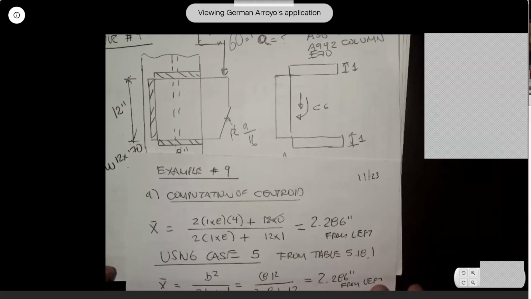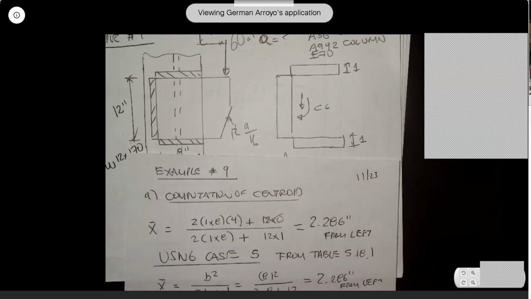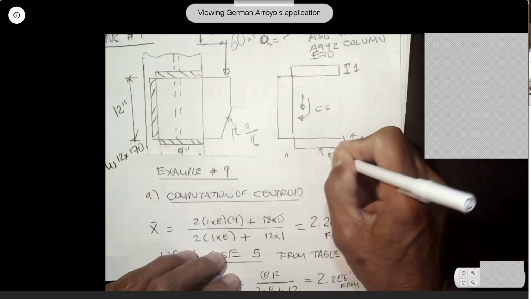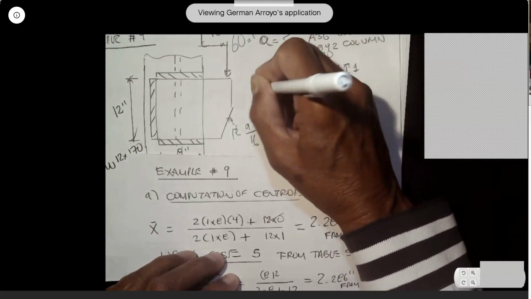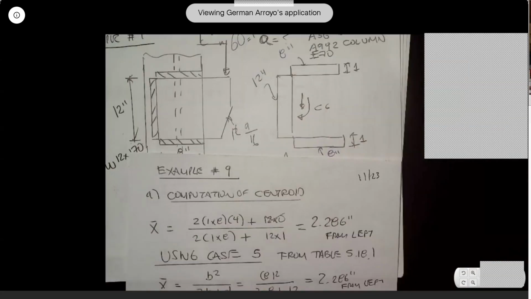On page 11, I'm going to compute the location of the centroid. This is 8 inches, this is 8 inches, and this is 12 inches. So I'm looking at these dimensions, the 8 inch, 12 inch, and 8 inch. Obviously, because of symmetry, we know where the x-axis is. Because of symmetry, if this is 12 inches, this horizontal axis is going to be 6 from the top and 6 from the bottom.